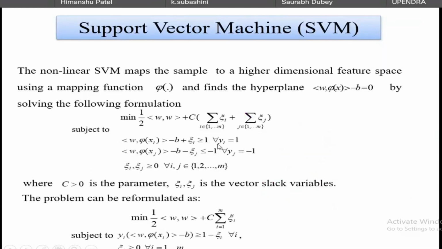If we want to combine these two equations into a single equation, just see here: y_i (w transpose phi(x) minus b) is greater than or equal to 1 minus zeta i. If y_i is equal to 1, you will get this particular inequality. And if y_i is equal to -1, when you put it here, you will get the second one also. So ultimately, you can combine these two inequalities into a single inequality, and this whole problem is nothing but your SVM problem. Further, obviously, this is a primal problem.